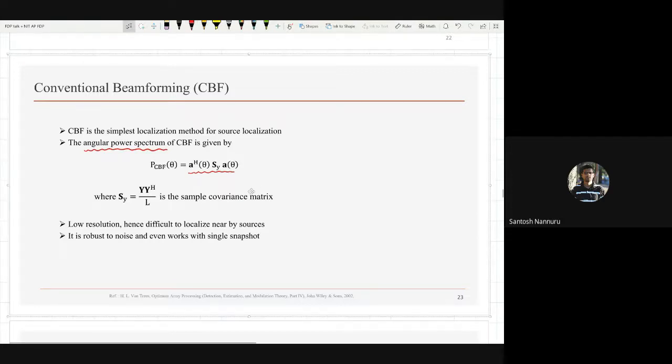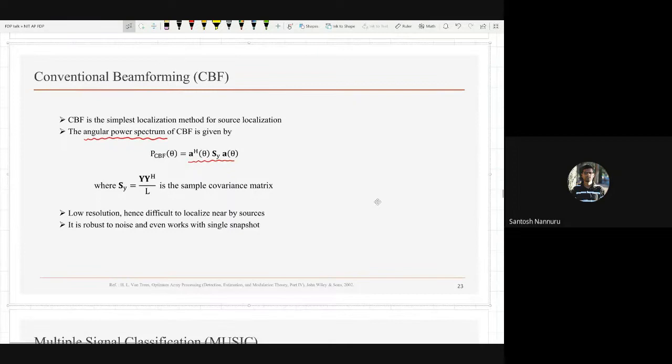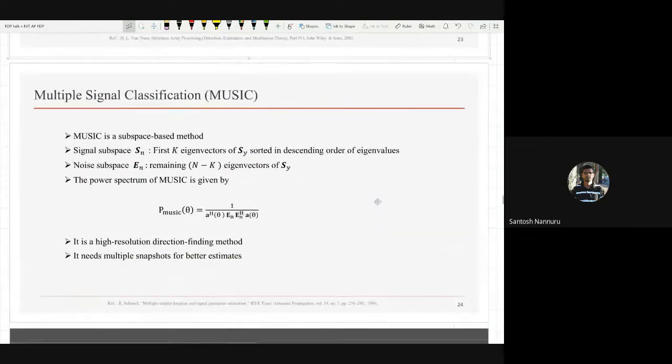Okay, so I'll not go much into this. These are reference methods I will use for comparing SBL. Then there is MUSIC. It's a subspace-based method. So we divide the covariance into signal and noise subspace, and then you define this power spectrum for MUSIC. This is the inverse of this quantity. So En is a noise subspace.